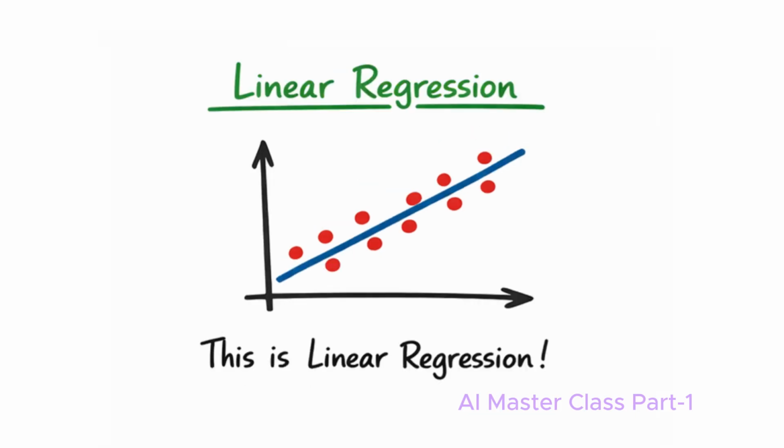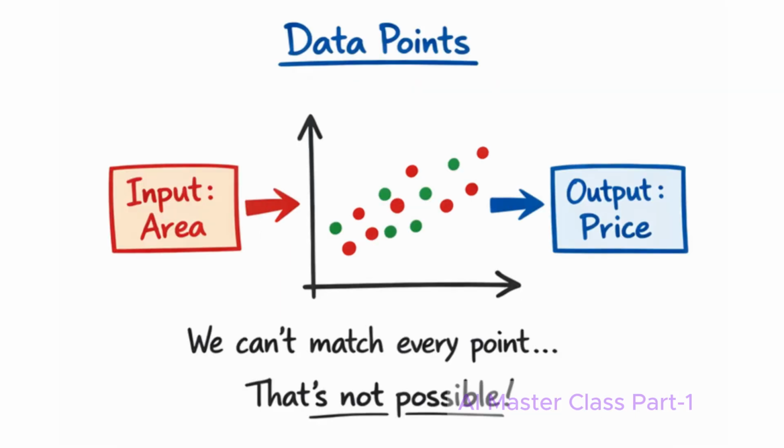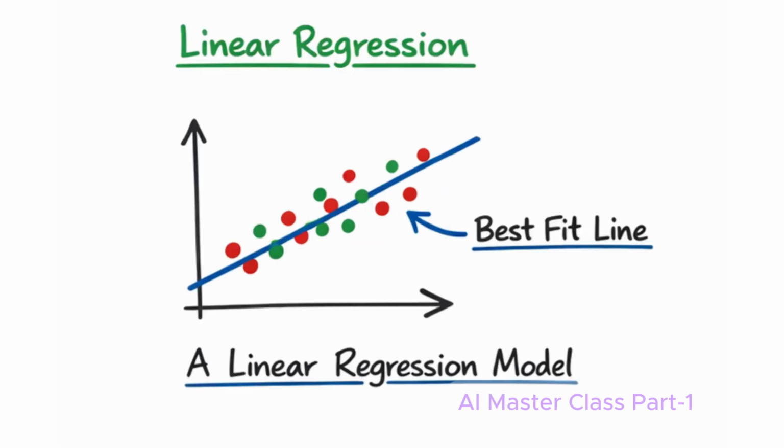Now let us understand what we are trying to do here. Let us say we have some data points. On one side we have input, which is area, and on the other side we have output, which is price. So our goal is not to perfectly match every point, because that is not possible, but our goal is to draw a straight line that best represents all these points together. That straight line is what we call a linear regression model.